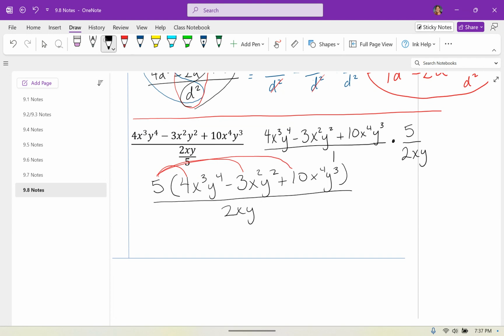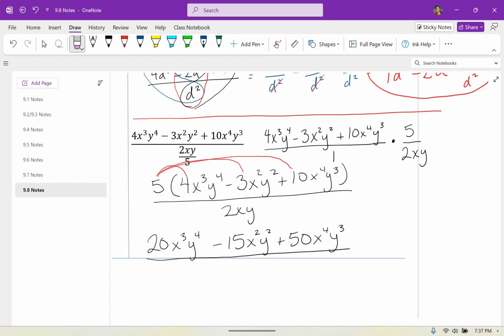Okay, we can do this. 5 times 4 is 20. X cubed y to the fourth minus 15 x squared y squared plus 50 x to the fourth y cubed all over 2xy. Maybe instead of all over 2xy, I should do each of them over 2xy.